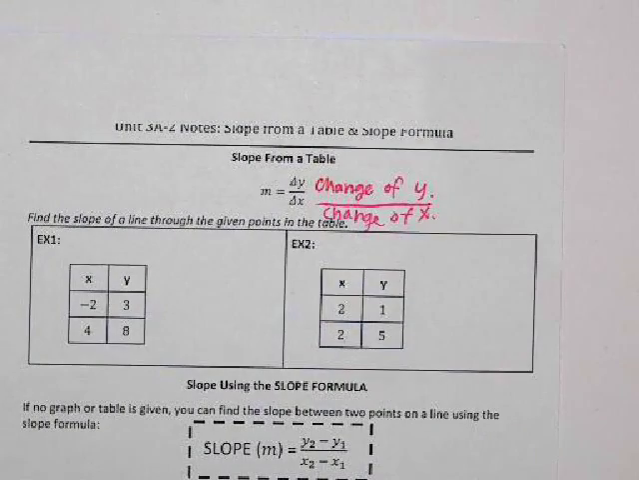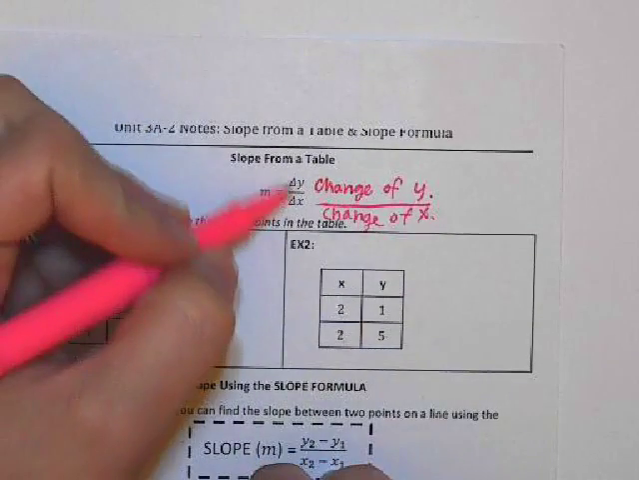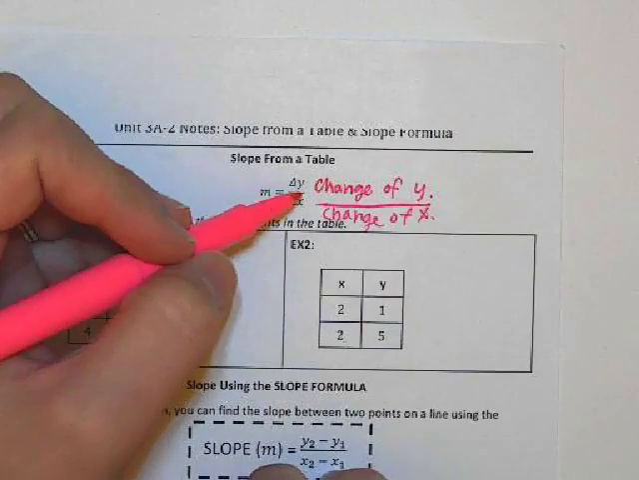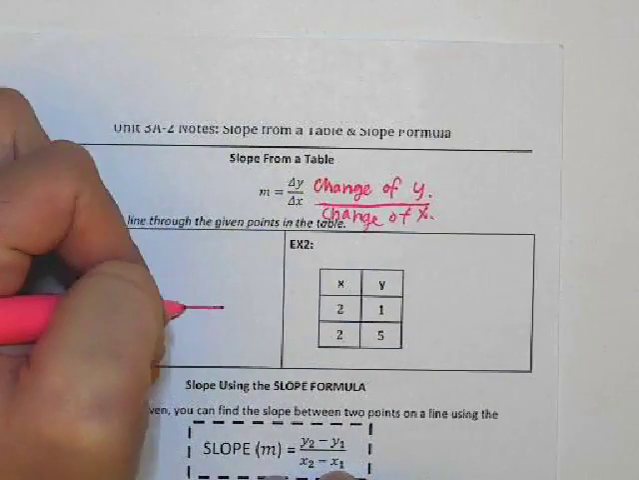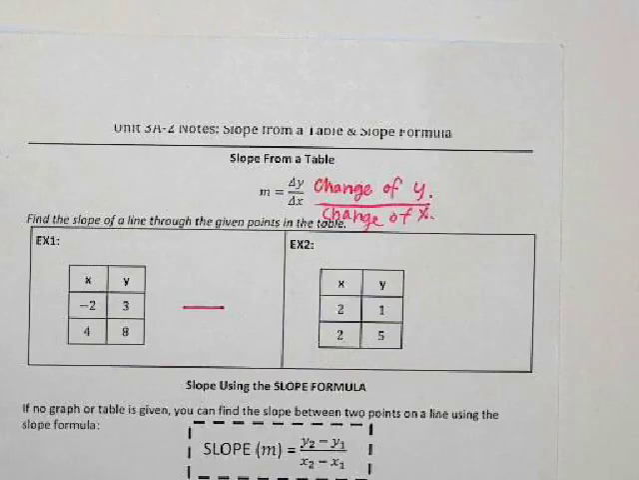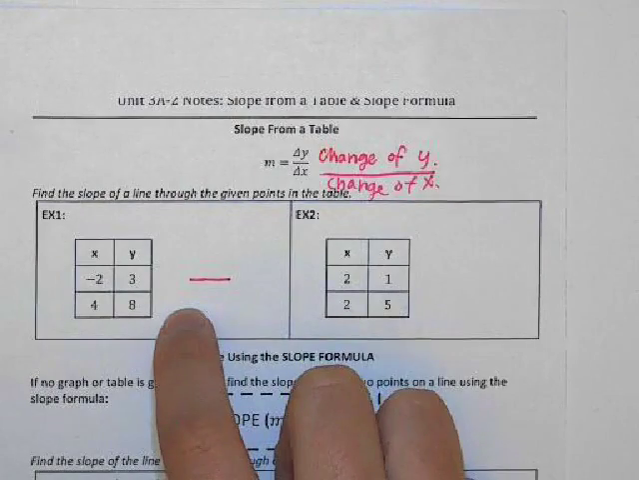So those triangles just mean change of y over change of x. How are the y's changing? How are the x's changing? Notice that is a fraction, just like slope is always written as a fraction. So on example 1, I'm going to find my slope from a table.